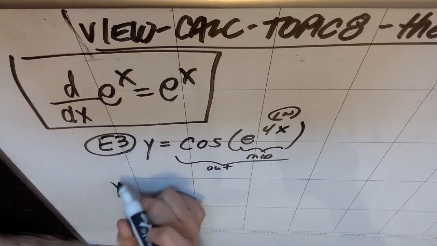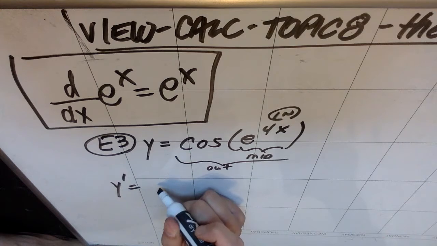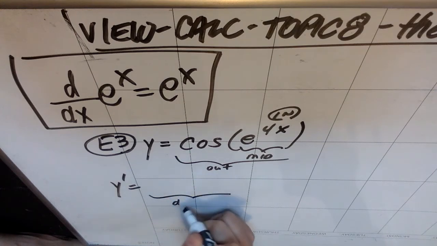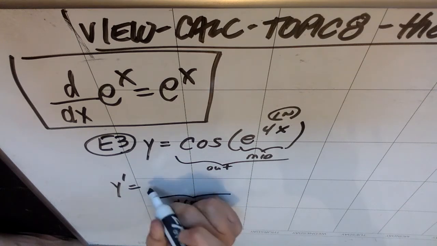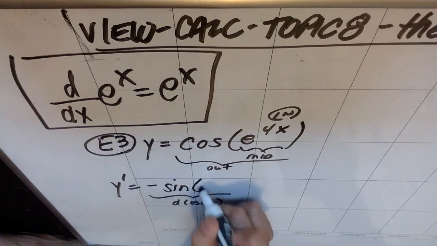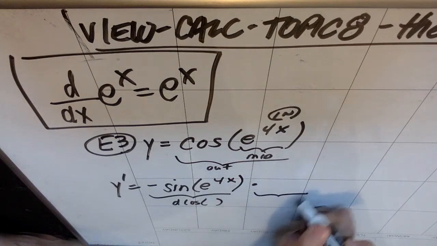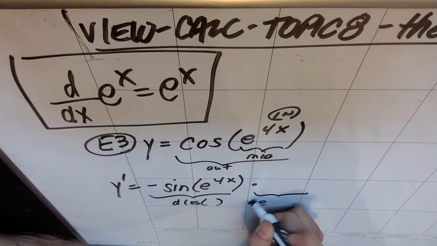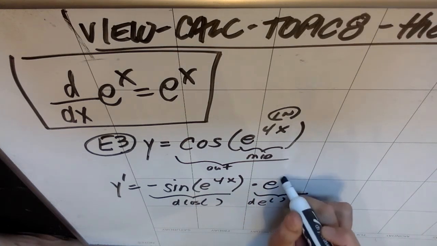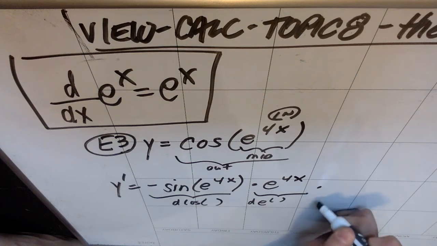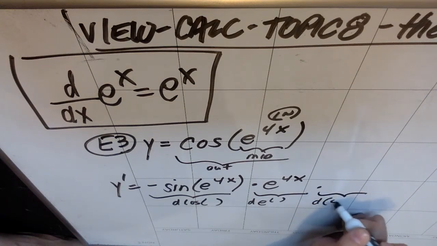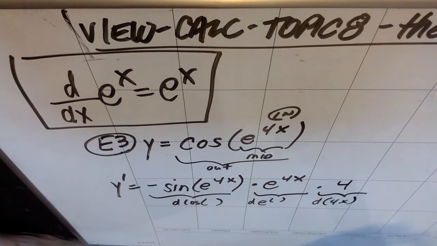So my y prime is going to be the derivative of the outside layer, so the derivative of the cosine of stuff is going to be negative sine of that stuff. I don't change the stuff, right? Times the derivative of the middle layer, which is e to the stuff. The derivative of e to the stuff is e to the stuff. I don't change the stuff. Times the derivative of that inside function, which is 4x, so that would be a 4.